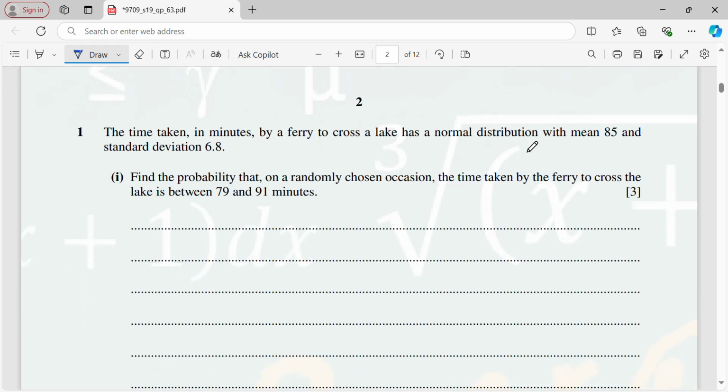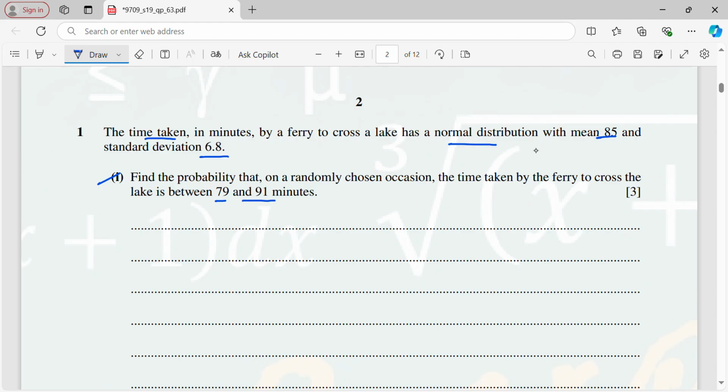Question number 1: the time taken in minutes by a ferry to cross a lake has a normal distribution, with mean 85 and standard deviation 6.8. First part, find the probability that on a randomly chosen occasion, the time taken by the ferry to cross the lake is between 79 and 91 minutes.